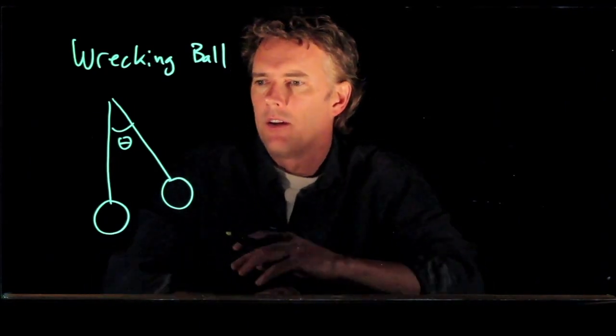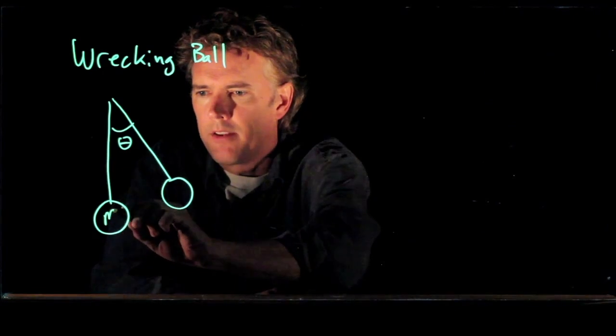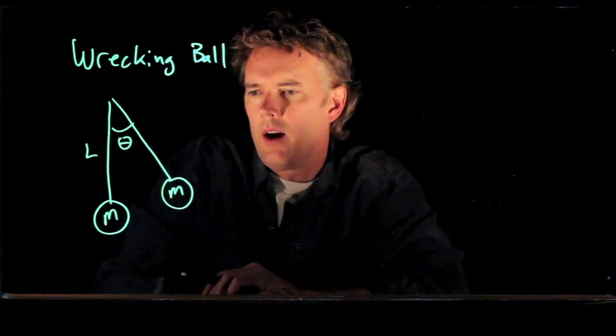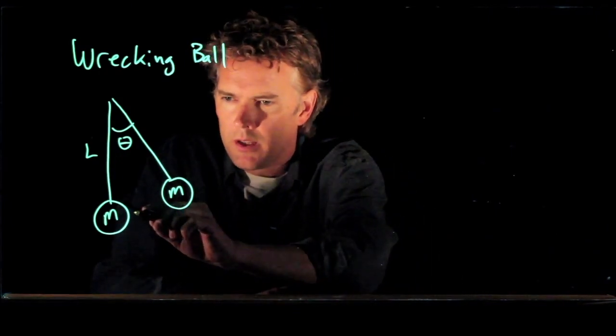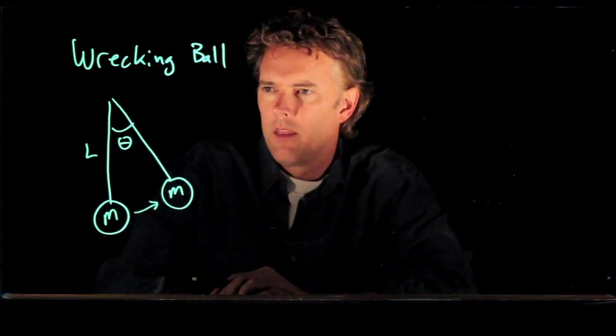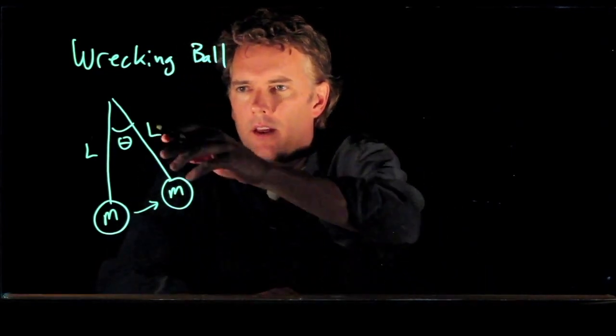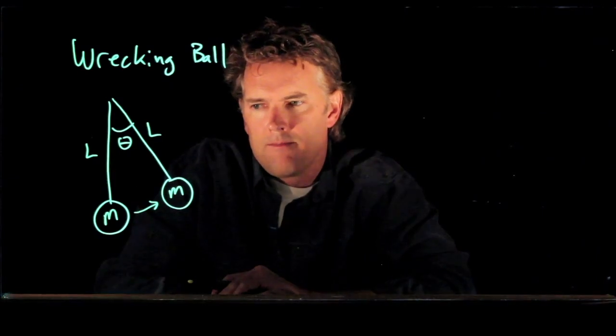And let's identify some parameters here. We've got a mass m for that wrecking ball, and we have a length of cable L. Now, as it swings from there to there, the length of the cable doesn't change. And so that side of the triangle we can also say is L.